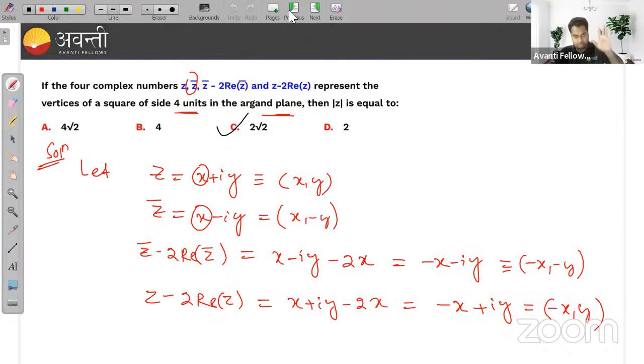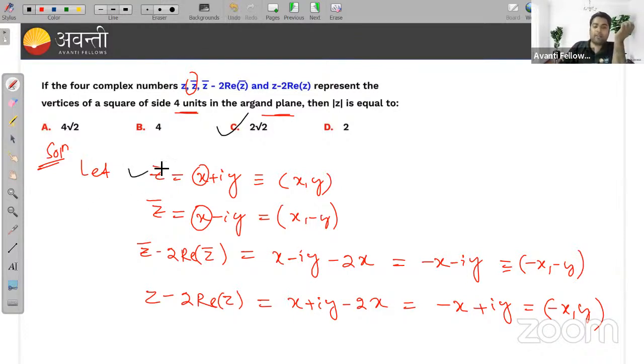See, again I am explaining these things roughly. 4 complex numbers are represented by the 4 vertices of a square, whose sides are given as 4 units in the Argand plane. Then you need to find the modulus of that complex number.